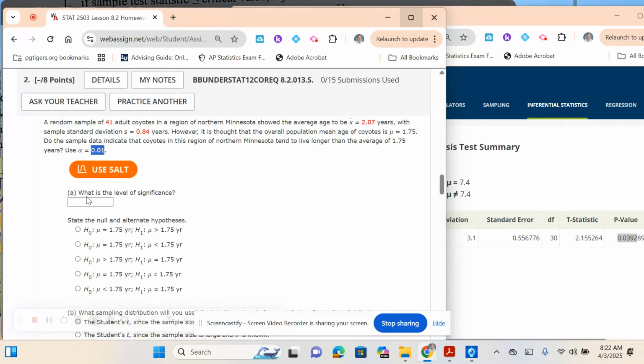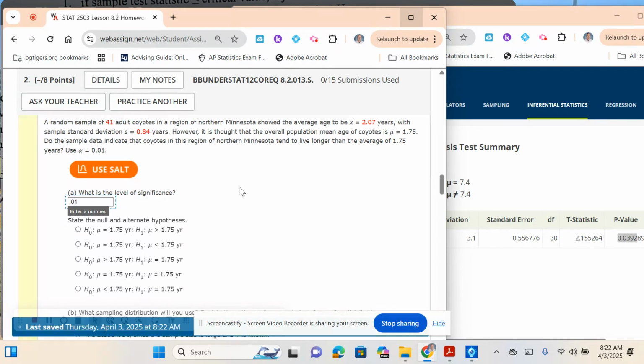That's alpha. So 0.01. State your null and alternate hypothesis. Well, it's always equal, and it's equal to the claim, so 1.75. And what am I trying to prove? I'm trying to prove they live longer. So if they live longer, is that greater than, less than, or equal, or not equal to? Greater than. So I'm trying to prove they live longer, so it'd be greater than 1.75.